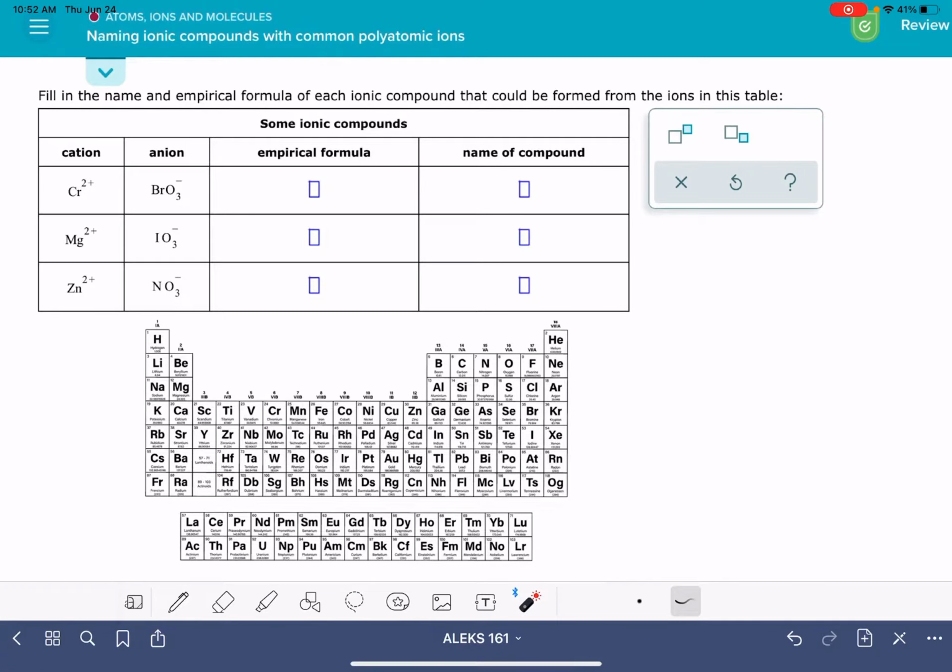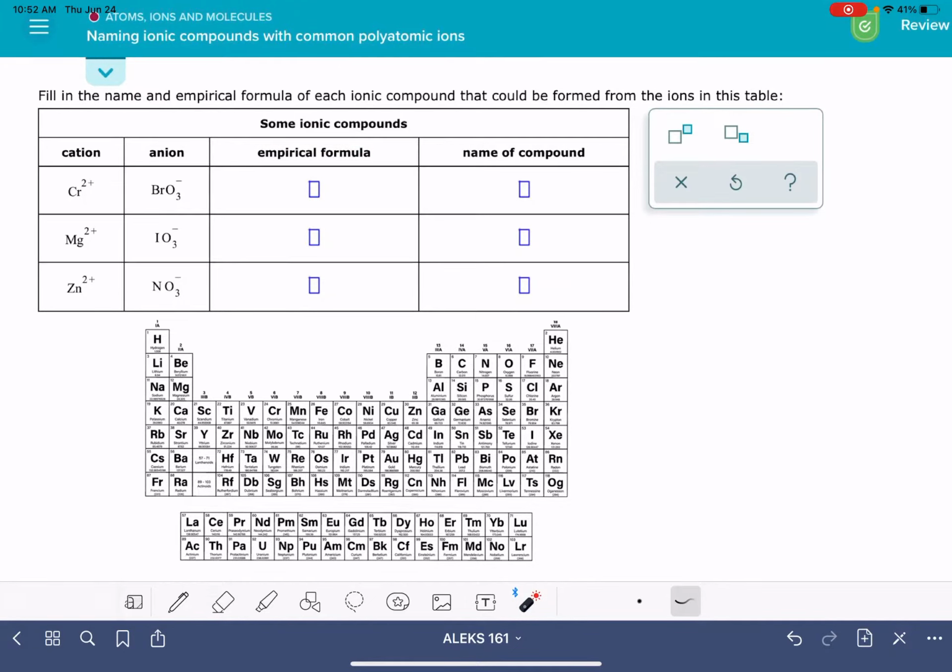In this video, I'll show you how to solve the ALEKS problem called naming ionic compounds with common polyatomic ions. This problem is going to give you a cation and an anion. It's going to ask you to name it and also to come up with the empirical formula for that compound. There's going to be a couple of tricks to this problem. It's not going to be super straightforward. Let's start by coming up with the empirical formulas for these compounds.